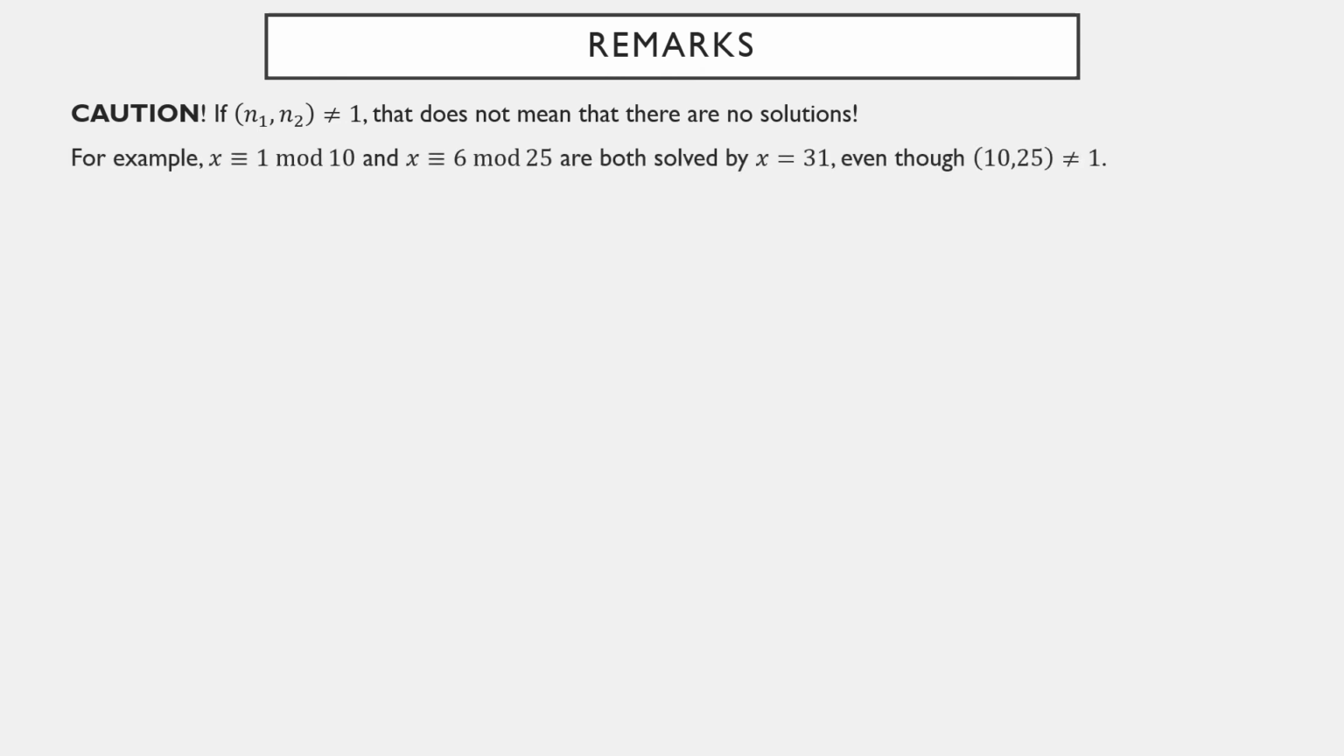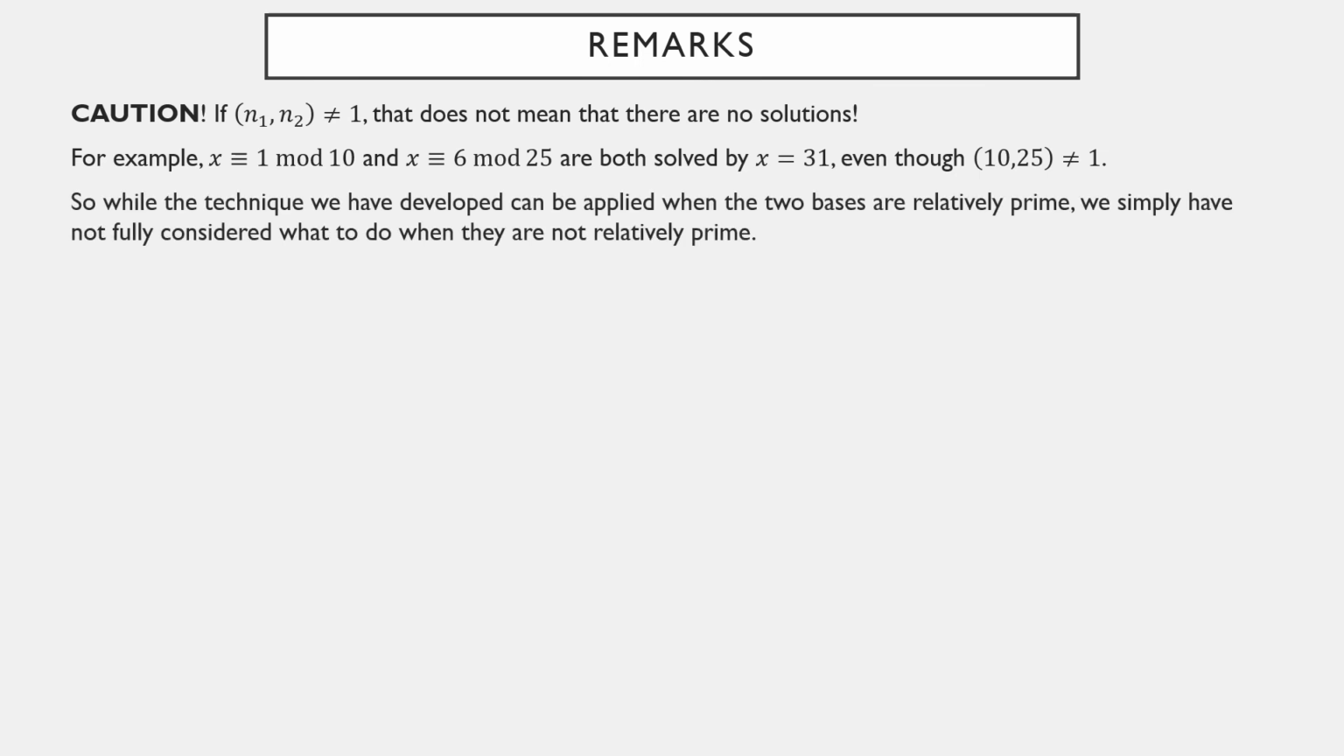For example, if I want x to be equivalent to 1 mod 10 and to 6 mod 25, 31 is a solution, even though the two bases are not relatively prime. So it's possible to have a non-trivial appearing system of equivalences whose bases are not relatively prime and solutions do still exist. So we're going to need to develop something else to try to solve when does a system have solutions if the bases are not relatively prime to one another.